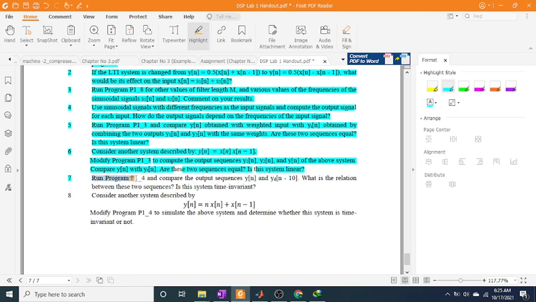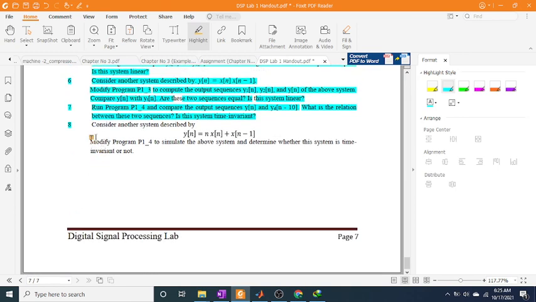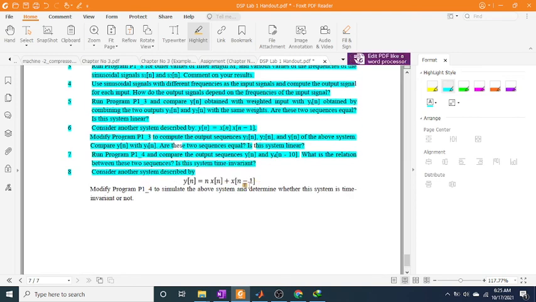7. Run program P1_4 and compare the output sequences y[n] and yd[n] for D equals 10. What is the relation between these two sequences? Is this system time invariant? 8. Consider another system described by the given equation. Modify program P1_4 to simulate the above system and determine whether the system is time invariant or not.